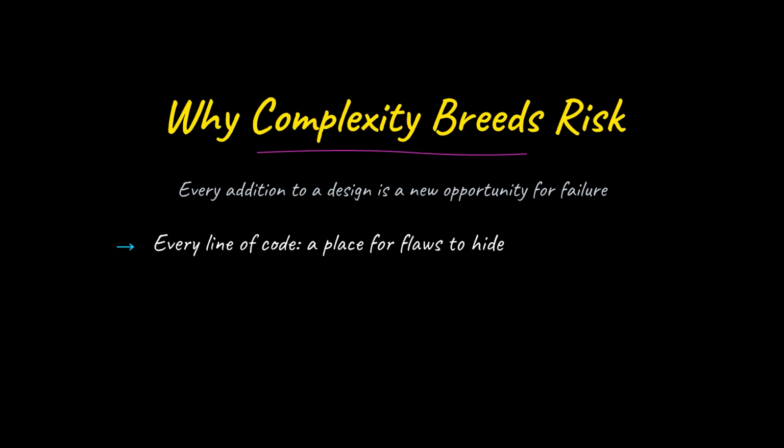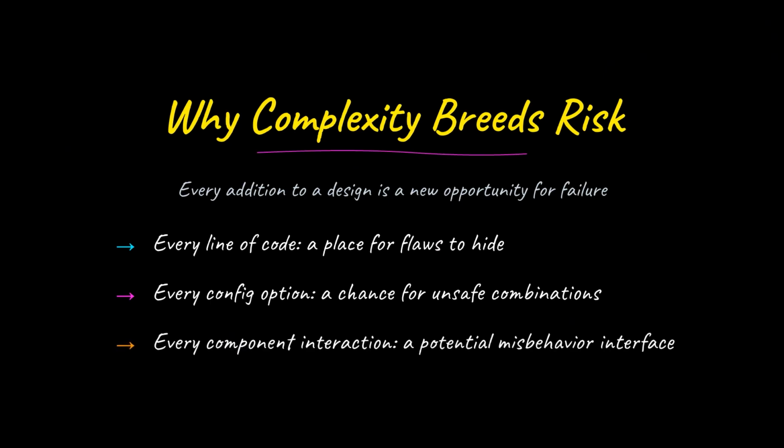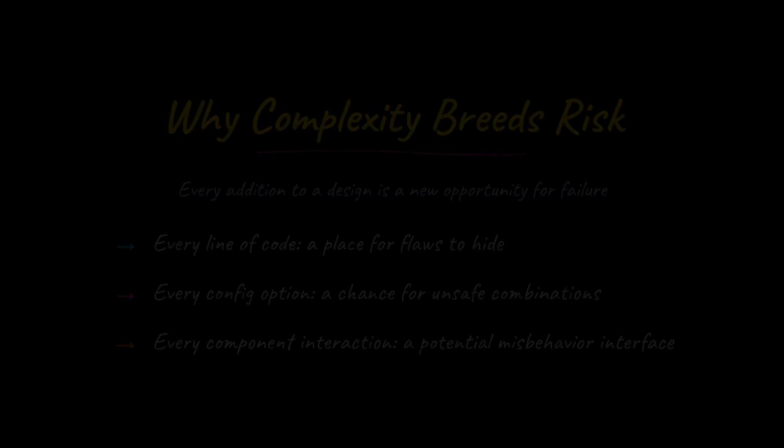Economy of mechanism is the principle that security design should be as small, simple, and easy to verify as possible. The core insight is that complexity is the enemy of security. The more intricate a system, the more places a flaw can hide. Think about it at 3 levels. Every line of code is a hiding spot for bugs. Every configuration option risks an unsafe combination, and every interaction between components is a potential attack surface. Simpler designs have fewer of all 3.